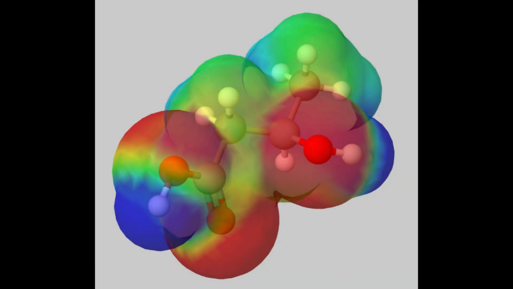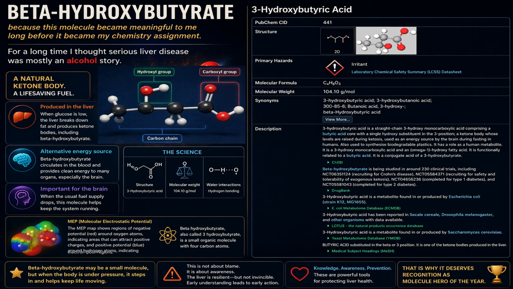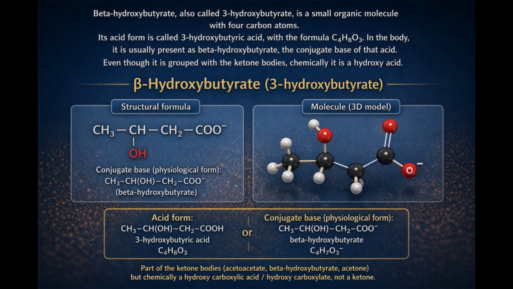Beta-hydroxybutyrate, also called 3-hydroxybutyrate, is a small organic molecule with 4 carbon atoms. Its acid form is called 3-hydroxybutyric acid, with the formula C4H8O3. In the body, it is usually present as beta-hydroxybutyrate, the conjugate base of that acid. Even though it is grouped with the ketone bodies, chemically it is a hydroxy acid.